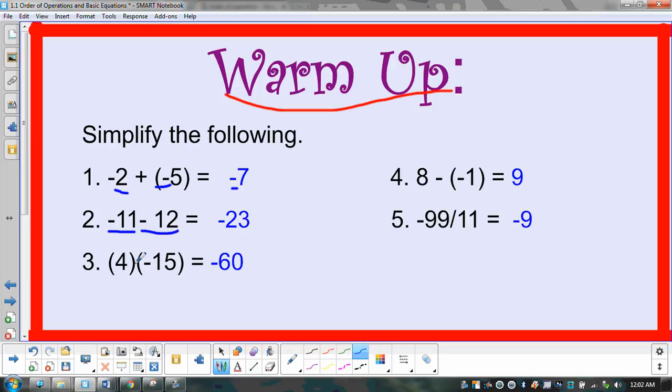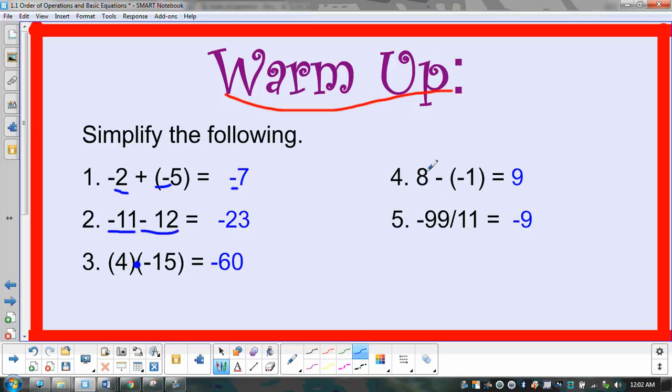The next problem below is a multiplication problem. There is no multiplication sign, but when 2 numbers sit next to each other with no symbol in between, that implies you're going to multiply. 4 times 15 is 60. The signs are different. One is positive, one is negative, so the answer is negative 60.